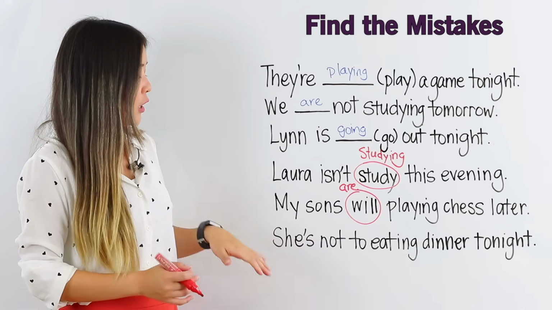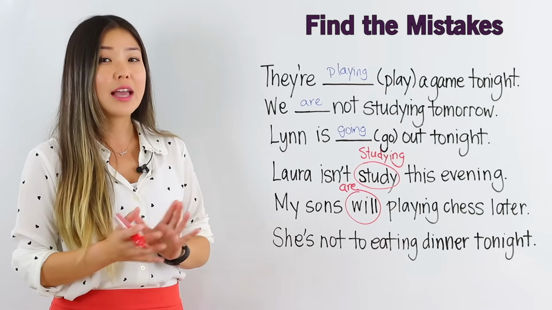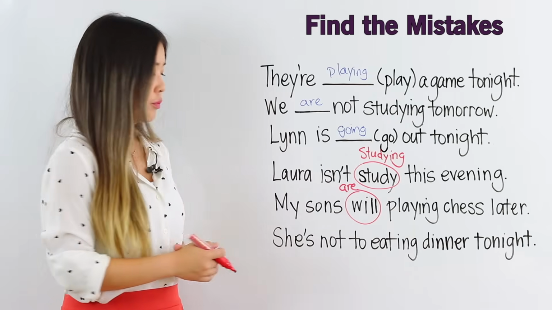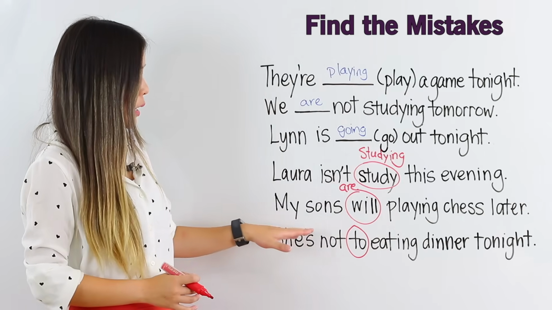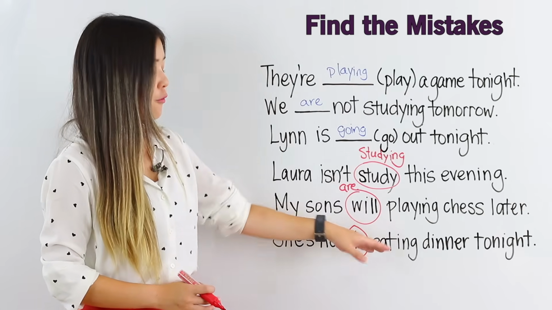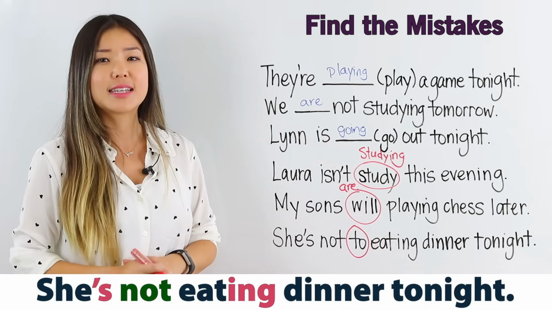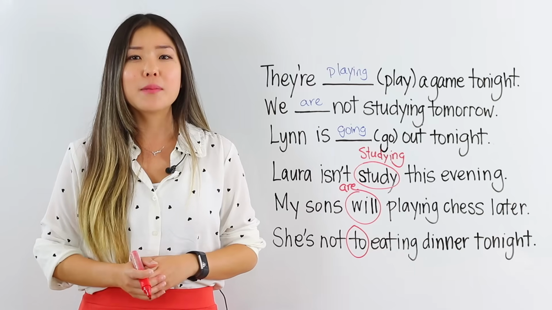And finally, she's not eating dinner tonight. There's an extra word in here that we don't need. What is it? It's to. Remember, subject, be verb, not, verb, ing. We do not need to in this sentence. All right, well, that's the end of this checkup. Let's move on.